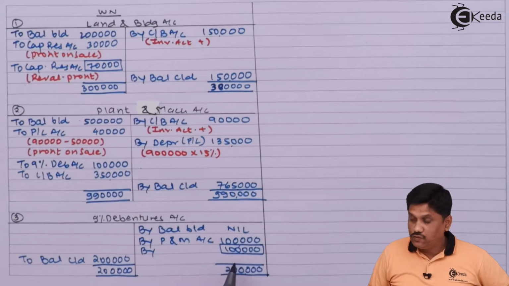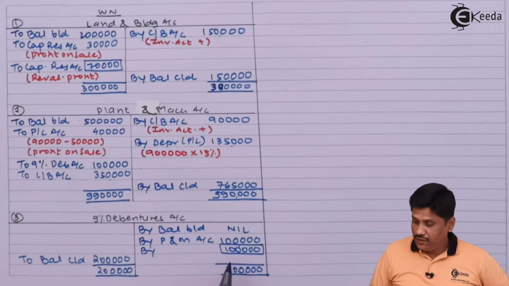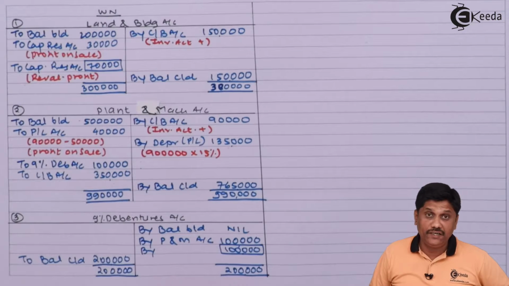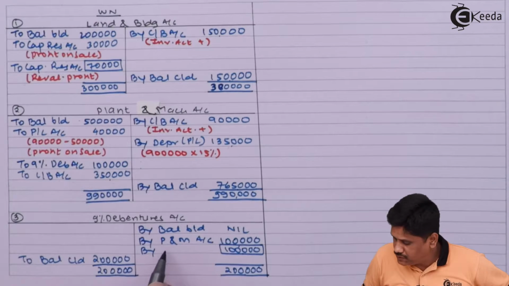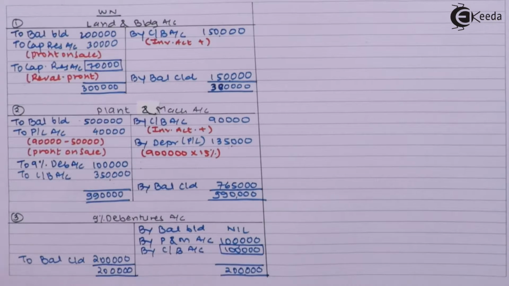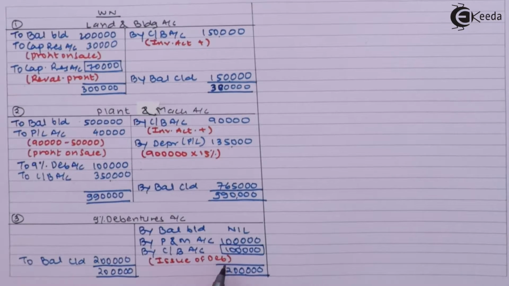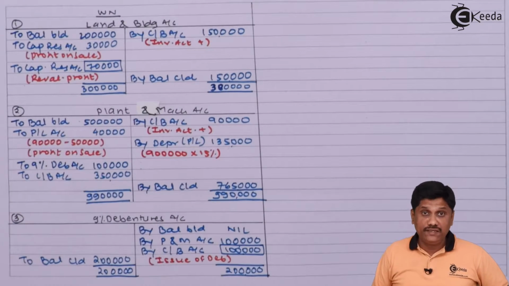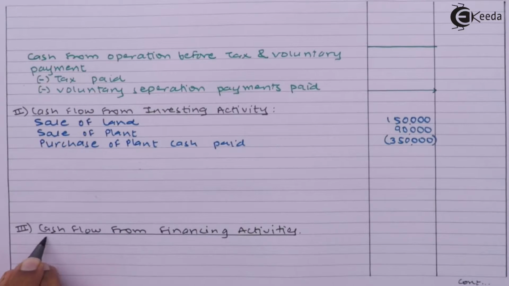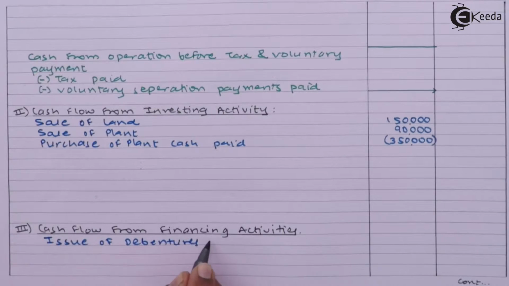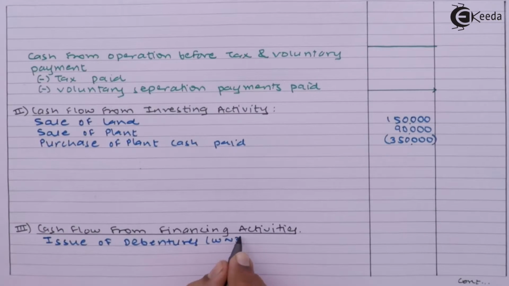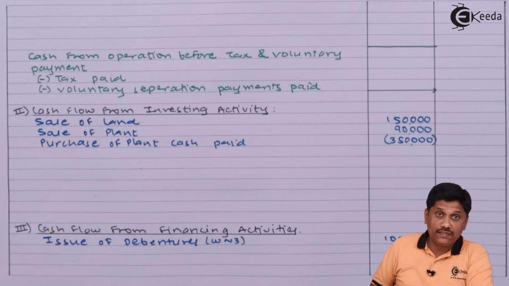Students, we can find there is a 1 lakh difference in your debenture account. Debenture account is credited, and it is credited only when you issue the debenture. So I will say it is a fresh issue of debentures. It will be reflected in your financing activity as an inflow. So we have recorded 1 lakh as an inflow from issue of debenture.